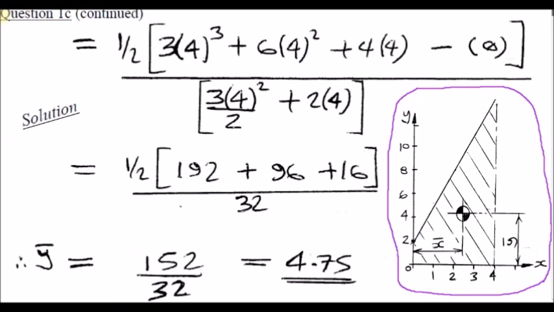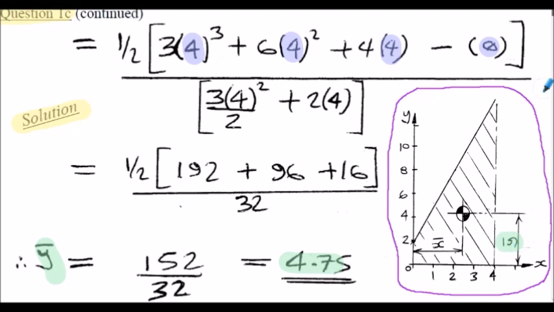Question 1c, solution continued. And here I've labelled the evaluation, inserting my upper limit of 4 for x. Again, inserting the lower limit of 0 means all the terms become 0. And finally, we show that y bar is equal to 4.75. Y bar shown here.